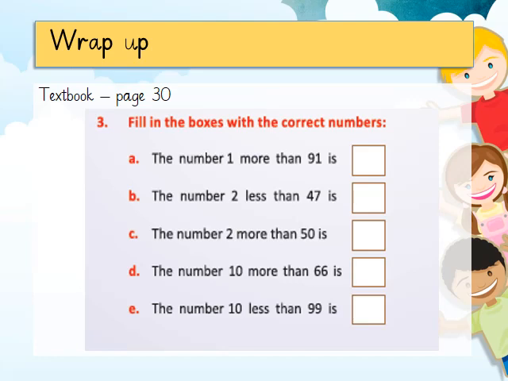Part D, the number 10 more than 66. Yes, add 10 more to 66. It will become 76. Last part is the number 10 less than 99 is, yes, you have to subtract. Less than means you have to subtract. You know so very well. So 99 will become, yes, 89. Good job.